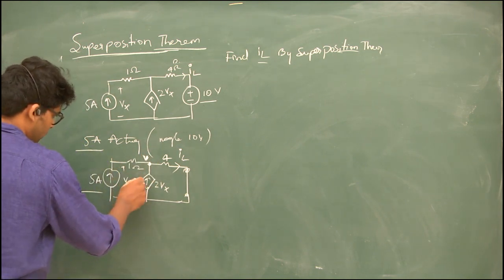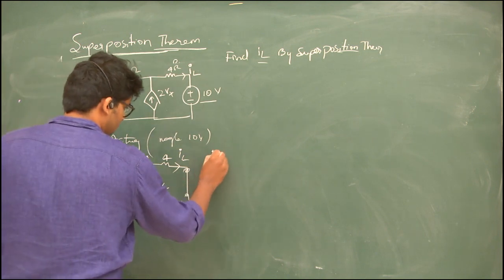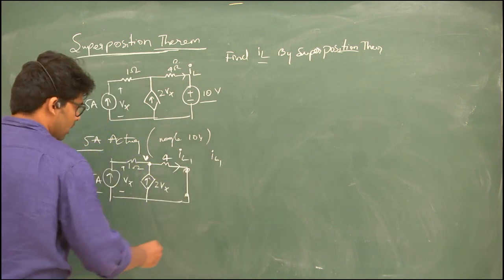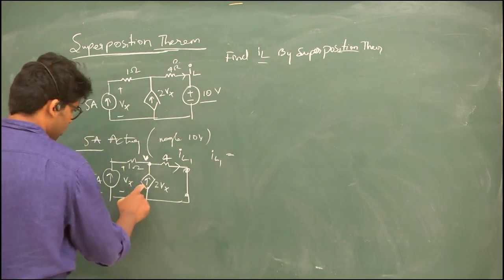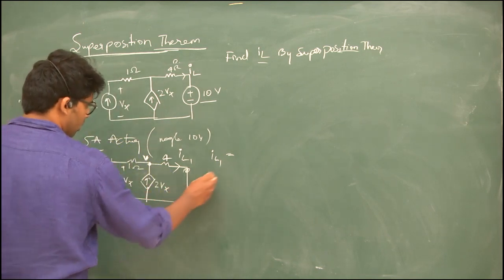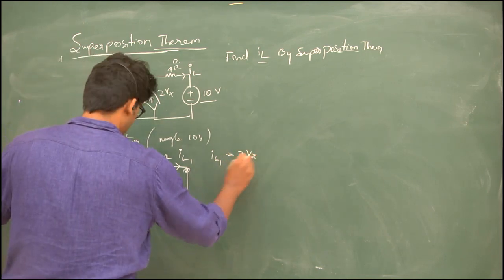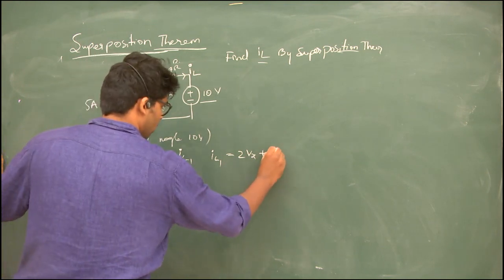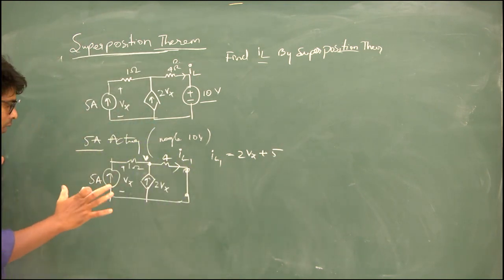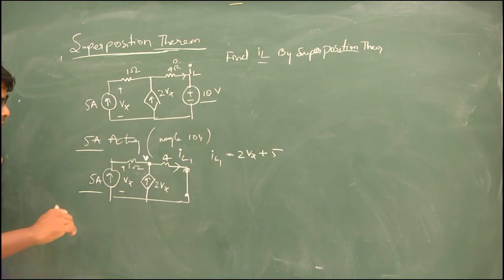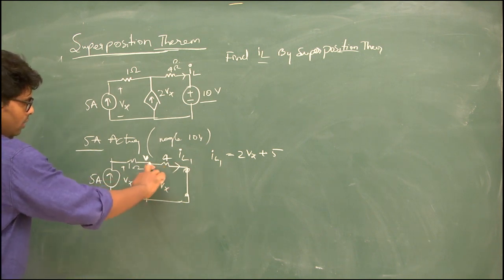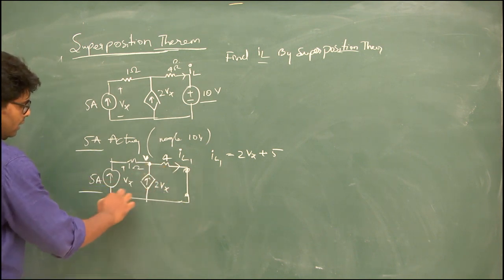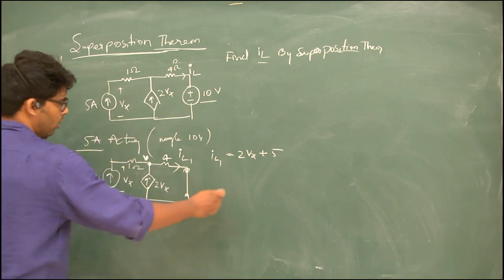So IL is, let us say, IL1 dash. IL1 dash equal to, both currents are entering, so this is 2 Vx plus 5. Just observe carefully now. Don't directly go to mesh analysis or node analysis. Observe the circuit. The current IL1 is flowing from this node. The current 2 Vx and I1 is entering. Therefore, 2 Vx and I1.